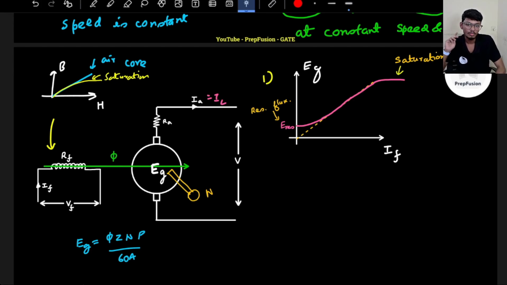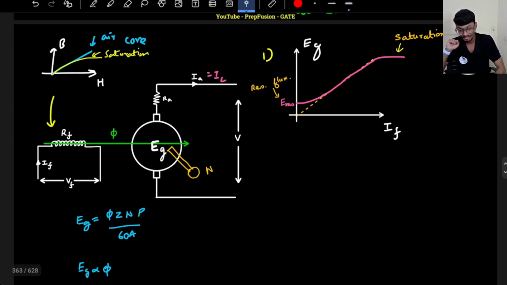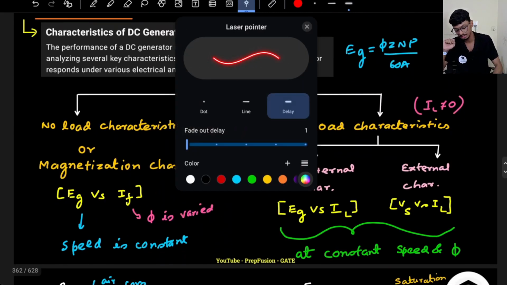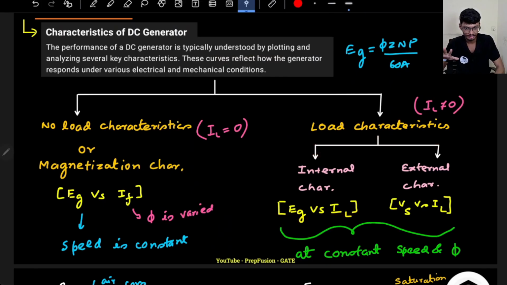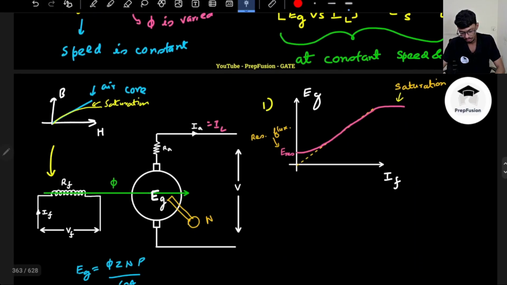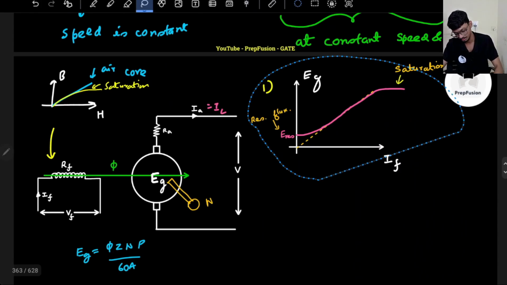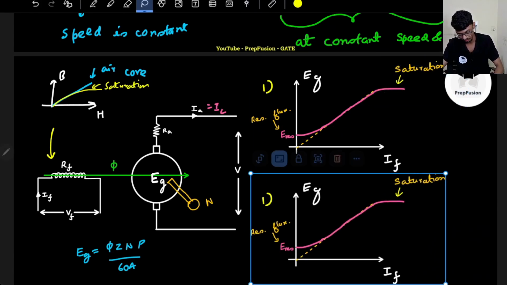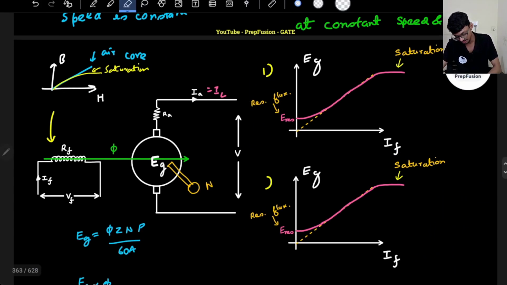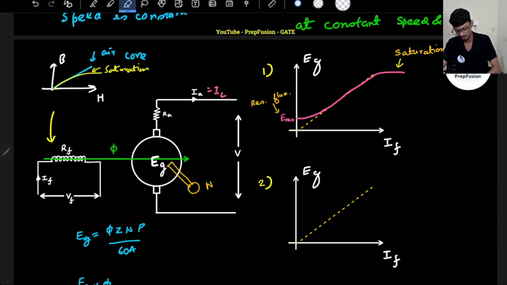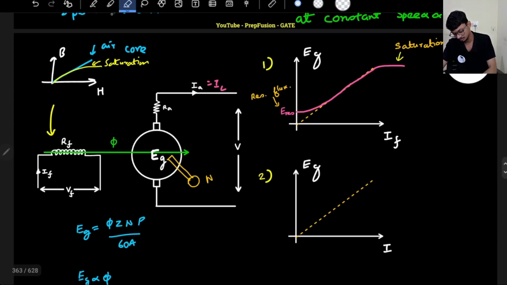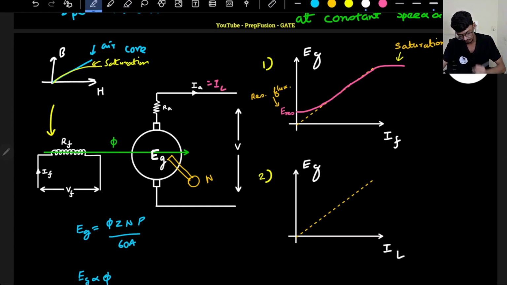Okay, now let's discuss the external characteristics. In the load characteristics, let's discuss the internal characteristics first, that is Eg versus IL. So what is Eg versus IL? If I just copy the graph, Eg versus IL. Now if the load current is varying, then what will happen? The assumption here is that the field is constant and the speed is also constant. If the field and speed are both constant, what does it mean basically? This is with respect to the load current.